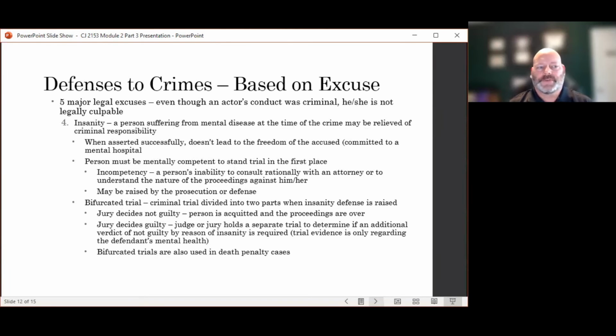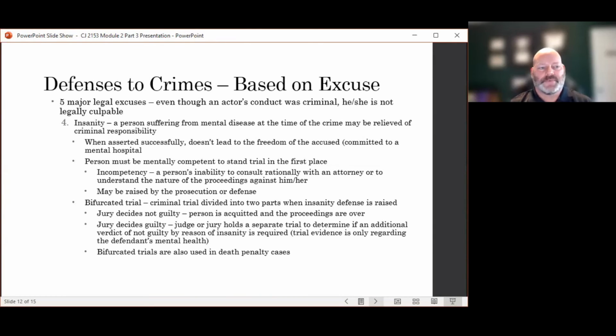The fourth legal excuse is insanity. A person suffering from mental disease at the time of the crime may be relieved of criminal responsibility. When asserted successfully, it doesn't necessarily lead to the freedom of the accused. They're often committed to a mental hospital. The person must be mentally competent to stand trial in the first place. Incompetency is a person's inability to consult rationally with an attorney or to understand the nature of the proceedings against him or her.